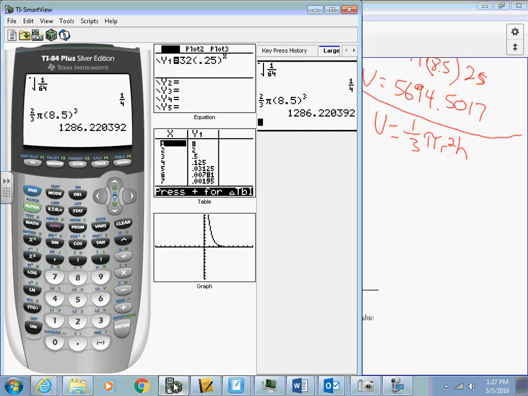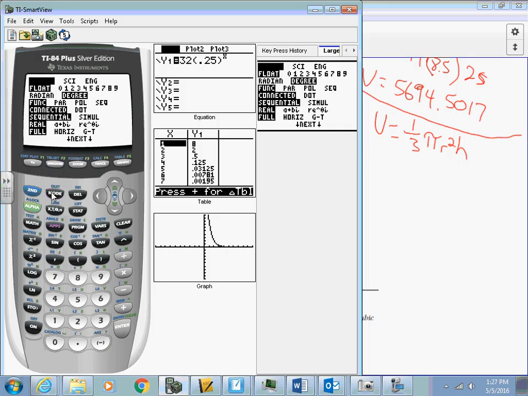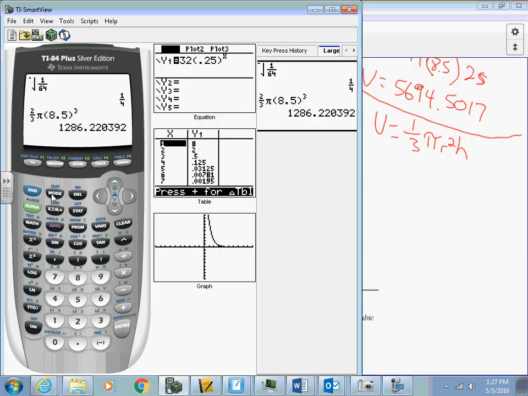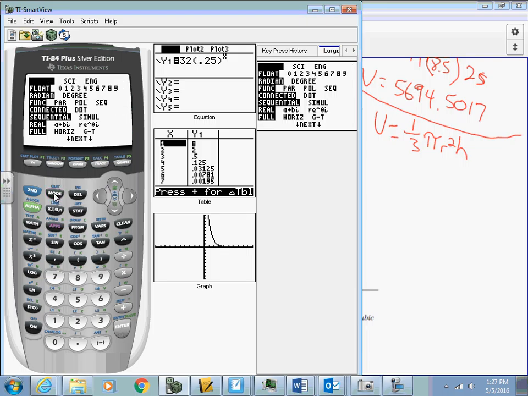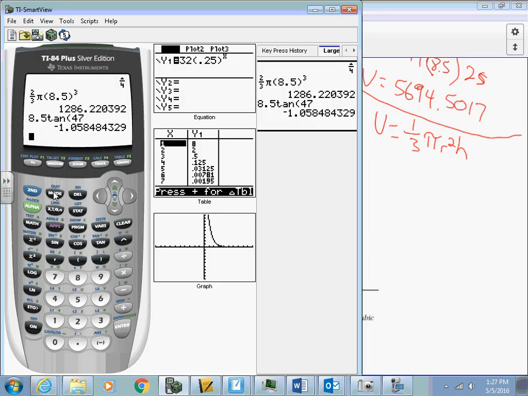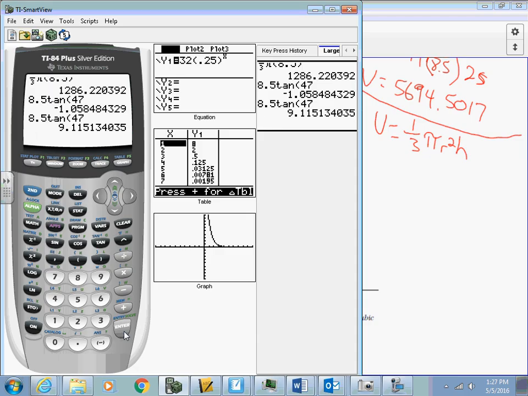All right. Now, what I'm talking about is the mode. Now, I'm already in degree. But if you were in radian mode and you did this, 8.5 tangent of 47, you get this value. That's not right. So you need to be in degree mode when you're dealing in degrees. So we're going to do 8.5 tangent 47, and enter, and you get 9.11.